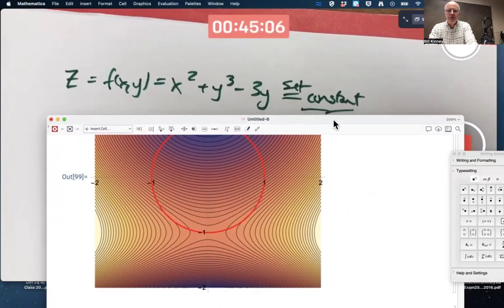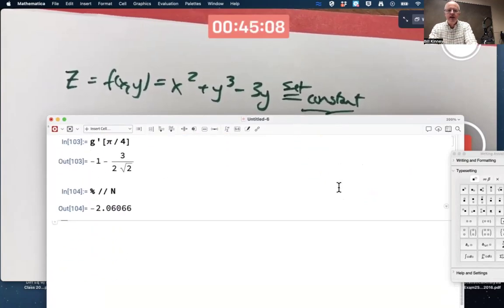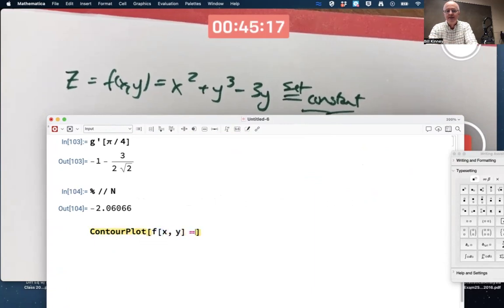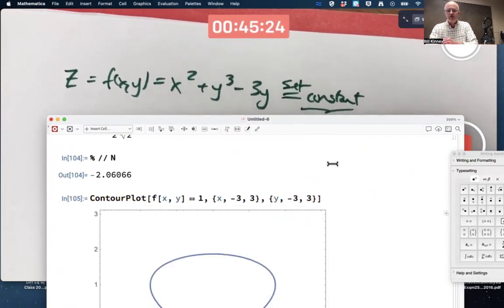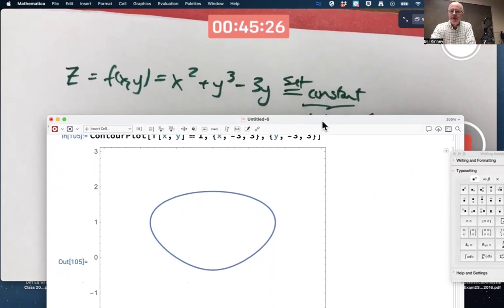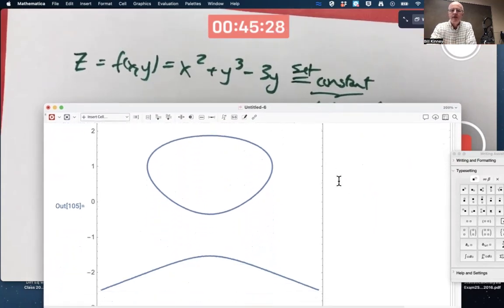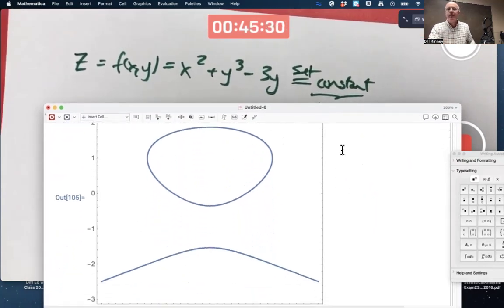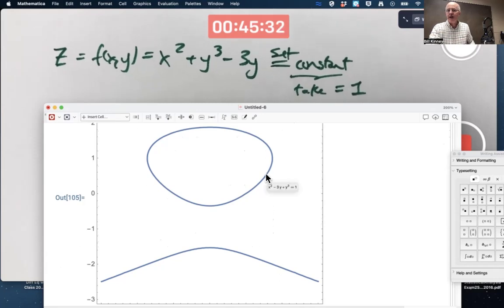And you were wondering about slopes along those curves, and you used implicit differentiation. If I set this function equal to 1 and use contour plot, I get a single curve. There it is. Kind of a weird shape. In fact, it's got 2 pieces to it. I might wonder at a certain point x, y in this curve, what's the slope there?